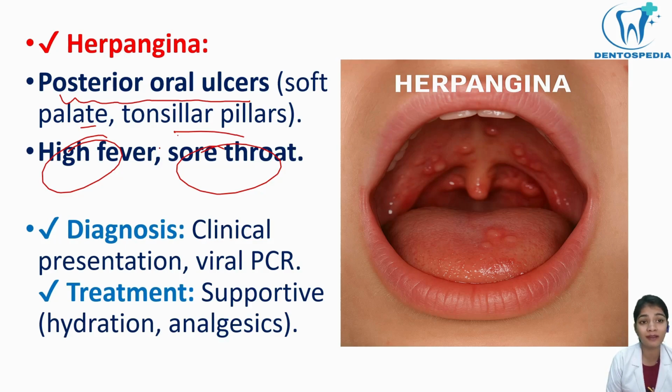Now see, Coxsackie virus affects both oral mucosa and skin. Now the diagnosis. See, diagnosis will usually be made clinically. There will be clinical presentation, and viral PCR should be done if confirmation is needed. Understood? Now what is the treatment? So see, treatment is usually supportive. Supportive treatment is required like hydration, analgesics and antipyretics. Now no antiviral treatment is usually required.